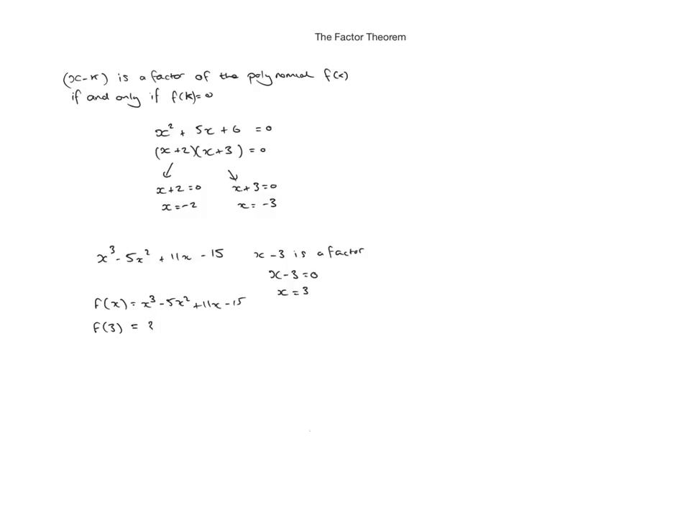That is 3 cubed minus 5 times 3 squared plus 11 times 3 minus 15. 3 cubed is 27. 3 squared is 9. 9 times 5 is 45, so minus 45. Plus 11 times 3, which is 33, minus 15. As you can see here, 27 plus 33 is 60. Minus 45 minus 15 is minus 60. That means that if we put 3 through the cubic function, it does equal 0. Therefore, x minus 3 is a factor, and x equals 3 is a root.